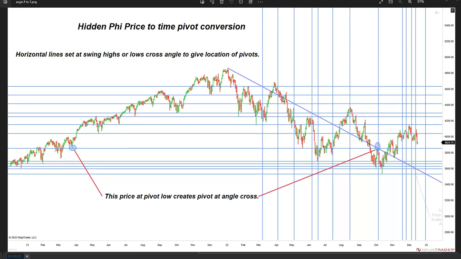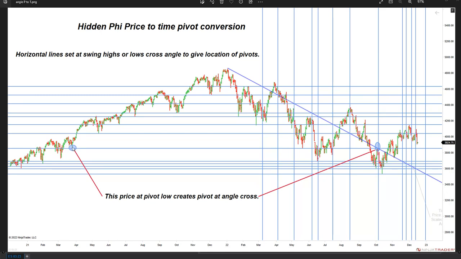There are a set of master angles, and you can plot them all and strike all the lines, and you'll start to get redundant hits where the price and angle harmonics come together, where you'll have multiple hits at a pivot area. In this case, I'm going to just use the one angle down off the high from January 4th. So I'm going back and striking price lines at the area of these highs and lows. I've highlighted one where this price at the pivot low marked here creates a pivot in time at the angle cross.